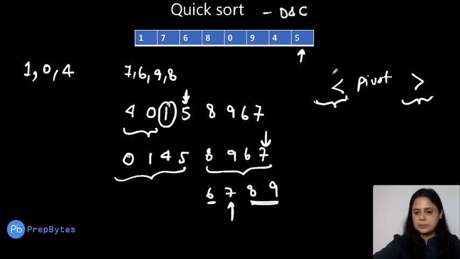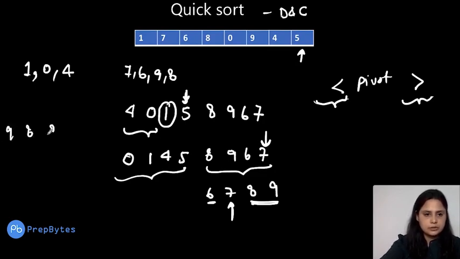So as you can see, every time I am trying to divide the array. Now here the array will not be divided exactly into half. Like in the case of merge sort, we divided the array exactly into half. But that is not going to be the case here. Because it might happen that, let's say, there's an array like 9, 8, 2, 4, and let's say there is 7.